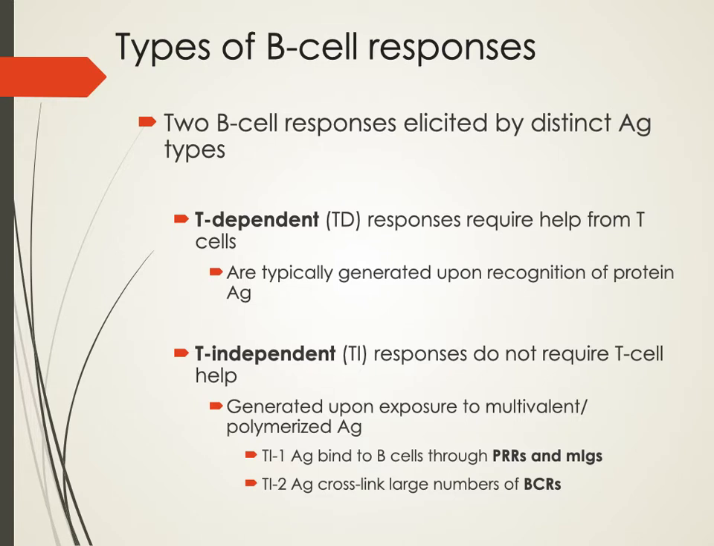Okay, so looking at the T-independent, there can be T-independent 1 antigens. This happens through binding of the pattern recognition receptors on the B cell, or through the Igs that are on the surface, so by its receptor. Or we can have a TI, so T-independent 2 antigen, and what that's going to do is actually cross-link a number of the BCRs, a number of the B cell receptors, in order to get a response. So first we'll look at T-dependent responses.